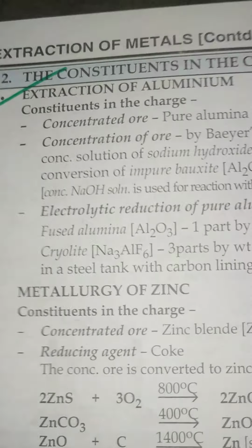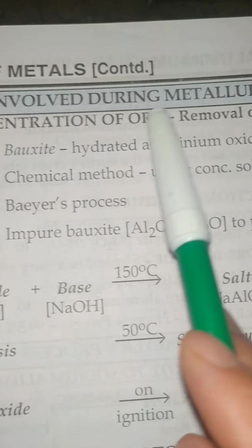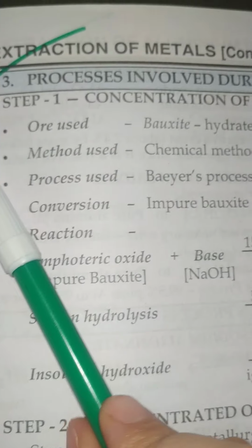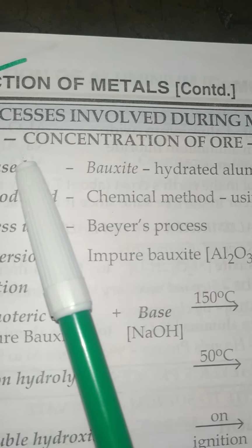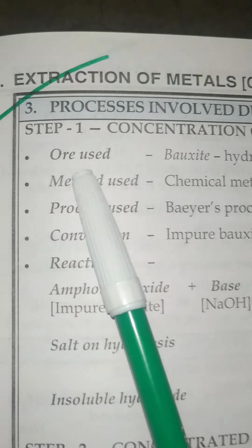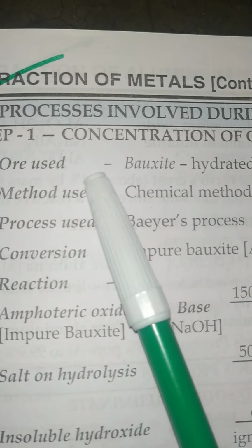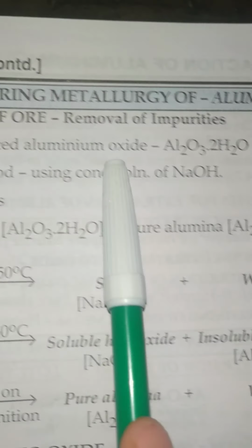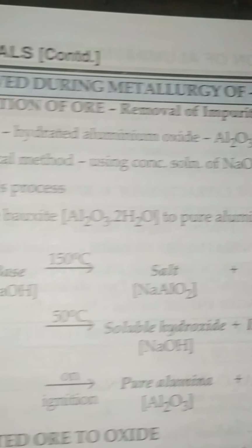The extraction of aluminium, the process involved during metallurgy of aluminium, has different steps. The first step is the concentration of ore. Concentration of ore means we have to remove the impurities. The ore used at that time is bauxite, known as hydrated aluminium oxide, and the formula is Al2O3.2H2O.